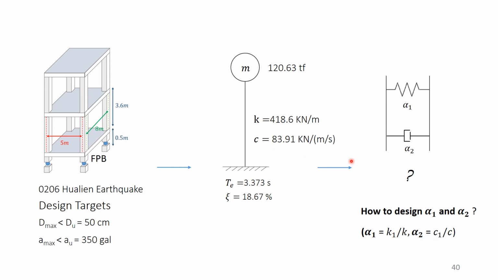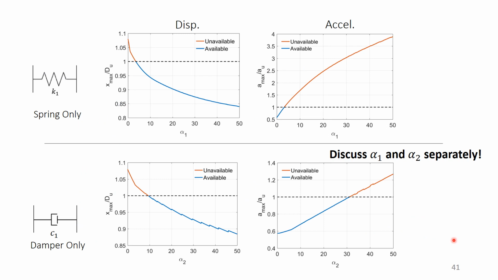And the next part will be designing the values of alpha 1 and alpha 2. So how do we design alpha 1 and alpha 2? First, we want to discuss alpha 1 and alpha 2 separately.